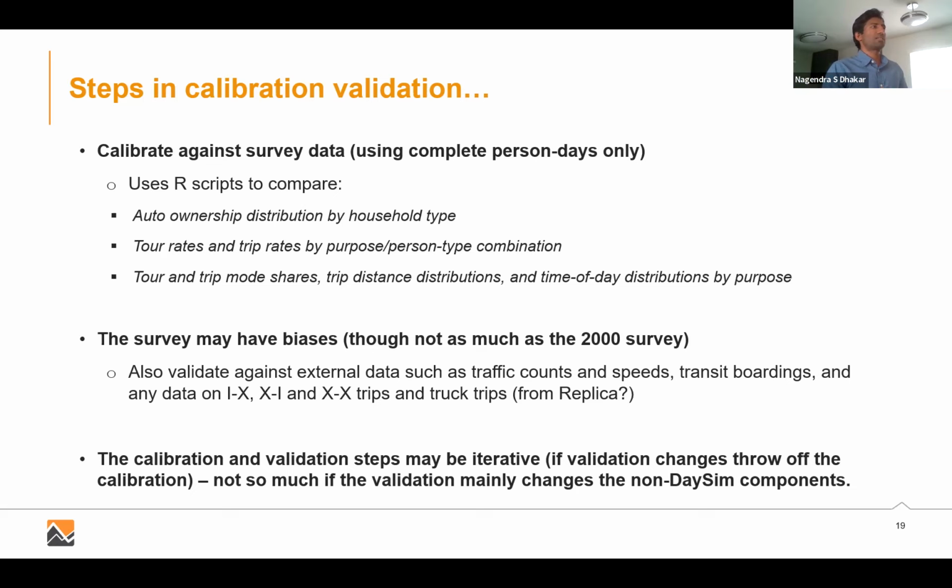Just to give a quick summary, we had a set of R scripts, which we call the calibration tool. We use that to generate various summaries that we typically use for our calibration. The idea behind the calibration is to remove some biases that may have been present during the estimation process. The calibration and validation process is iterative, and I'll talk more about it in my next few slides.